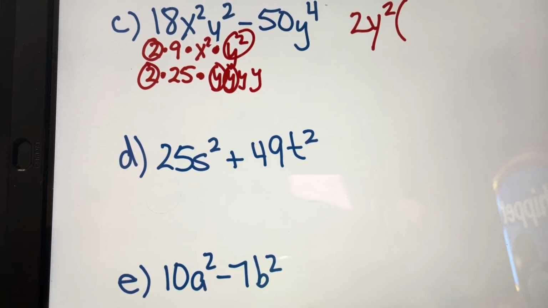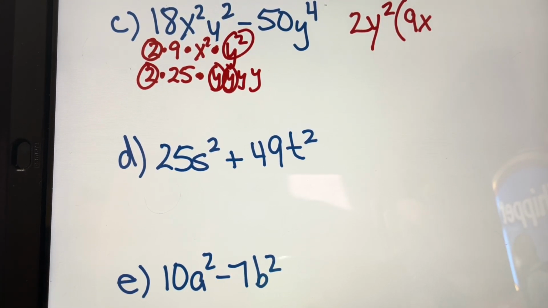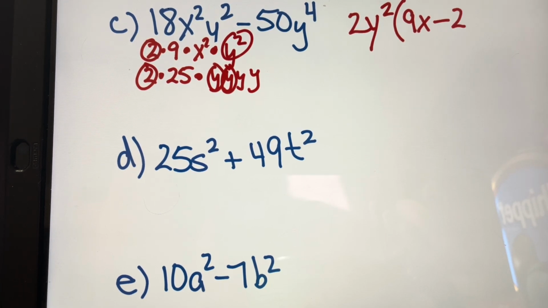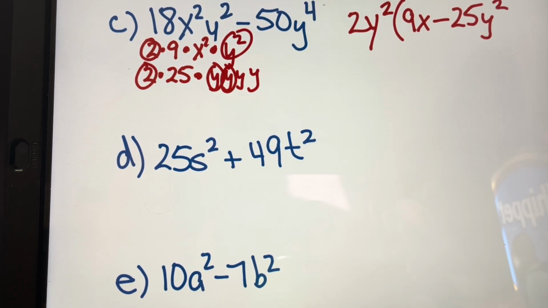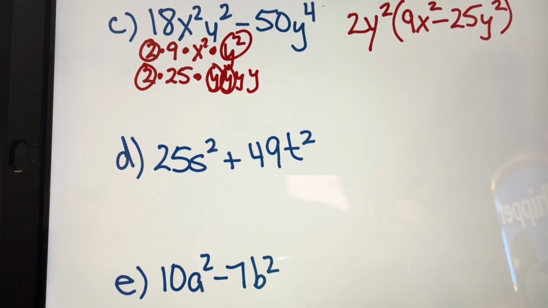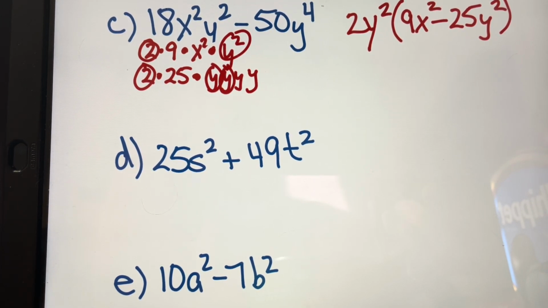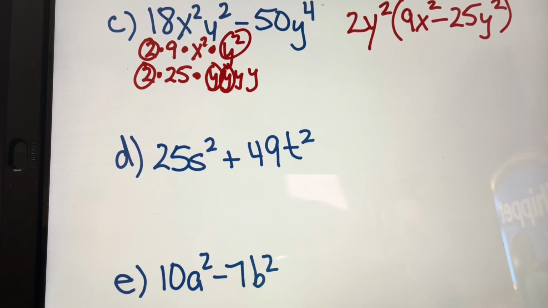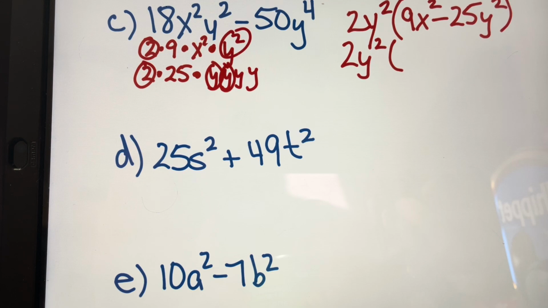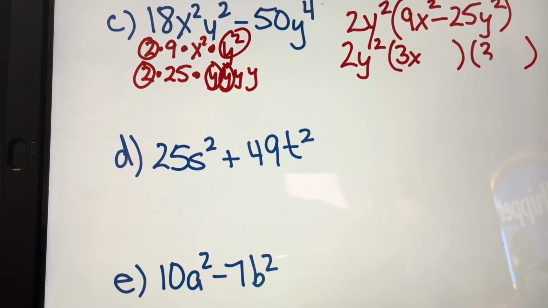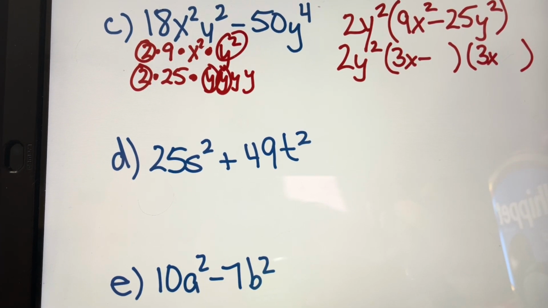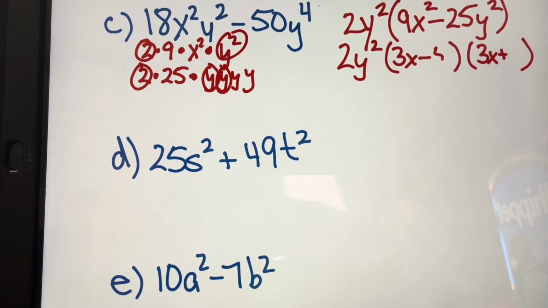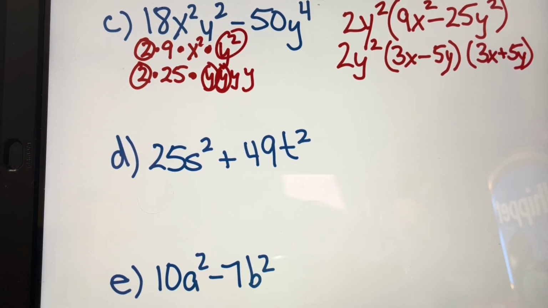So now 9x squared is still left there, minus 25, and y squared is still there. Now that looks like a perfect square for each term in the brackets. So the second step is to factor using difference of squares. 3x in both brackets. One gets minus, one gets plus. 5y. So that has been factored completely.